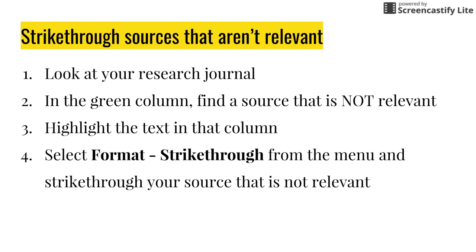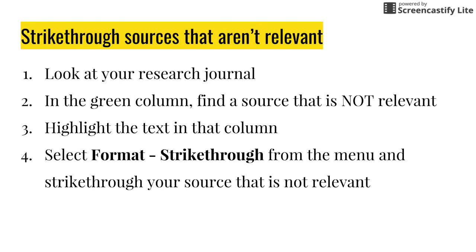So the first thing that you'll do, you'll open up your research journal. In the green column, you're going to find a source that is not relevant. Remember, you went back through all of your sources, you made a summary, and then you wrote a little bit in the green column about whether your source was relevant or not. So this should be easy to see. Once you find a source that is not relevant, you're going to highlight the text there. In Google Docs, you'll select the Format menu and then Strike Through, and then that will put a line through that text. So you'll be able to see very clearly that that source isn't really going to work.